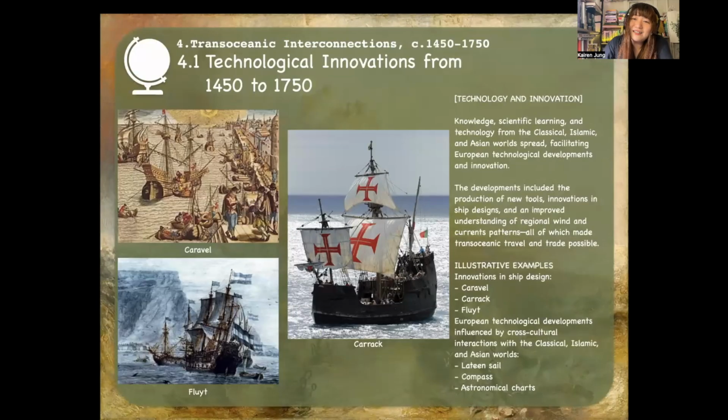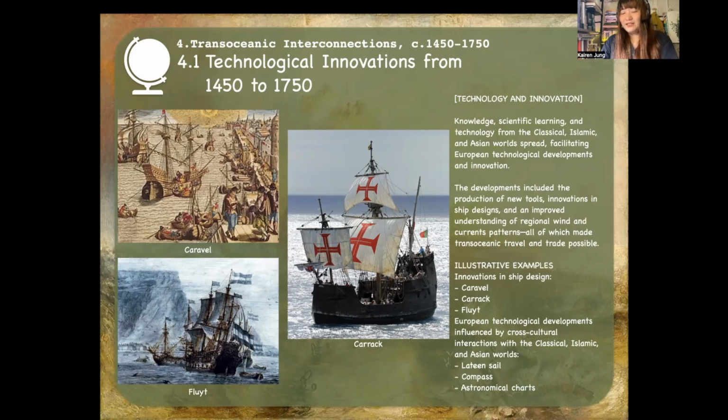In terms of technology and innovation between 1450 and 1750, what transpired? Look at these, the caravel, the flute, and the carrack. These amazing ships were built at this time. Knowledge, scientific learning, and technology from the classical, Islamic, and Asian worlds spread and facilitated European technological developments and innovation. These developments included the production of new tools, innovations in ship design, and an improved understanding of regional wind and currents patterns, all of which made transoceanic travel and trade possible.